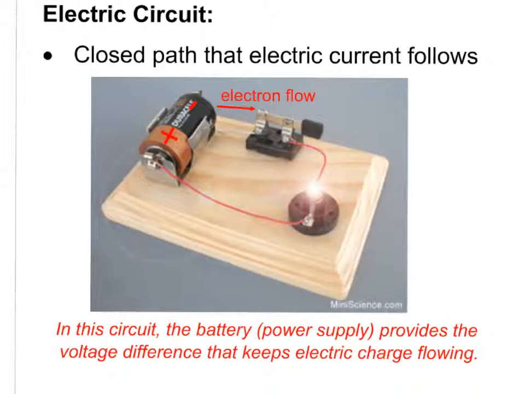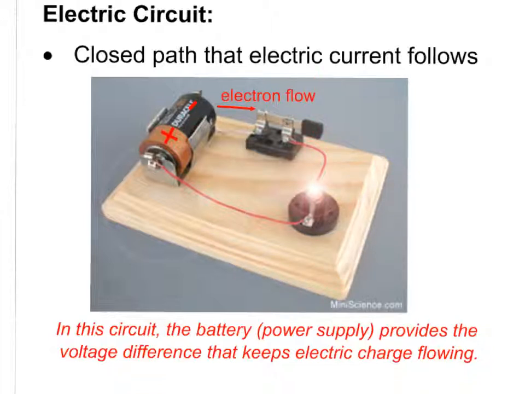In the circuit, this battery, we call that the power supply, and it provides the voltage difference. And that's what keeps the electric charge flowing, and it keeps our current going. It's important to also note that if any one of these pieces is removed from the path, this actually is a switch. This switch, when it is closed, we have a closed circuit.